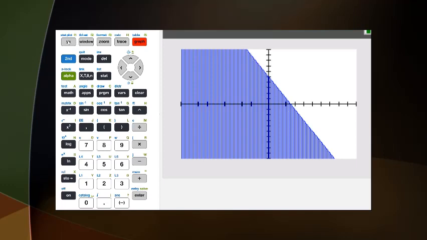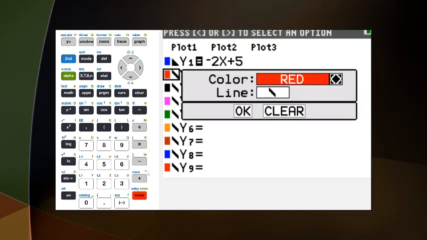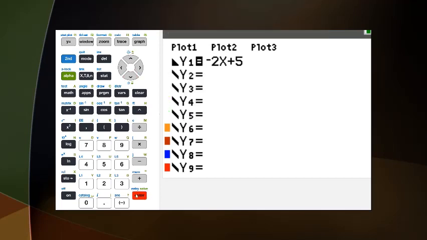Now, let's move back to the y equals, and we're going to put in the second inequality. So I'm going to go down here to y2 and change this one. Now this inequality is y is greater than or equal to negative 1/4 x minus 6. And so let's change this to a greater than symbol. And there it was, triangle on the top. And we're going to say OK.